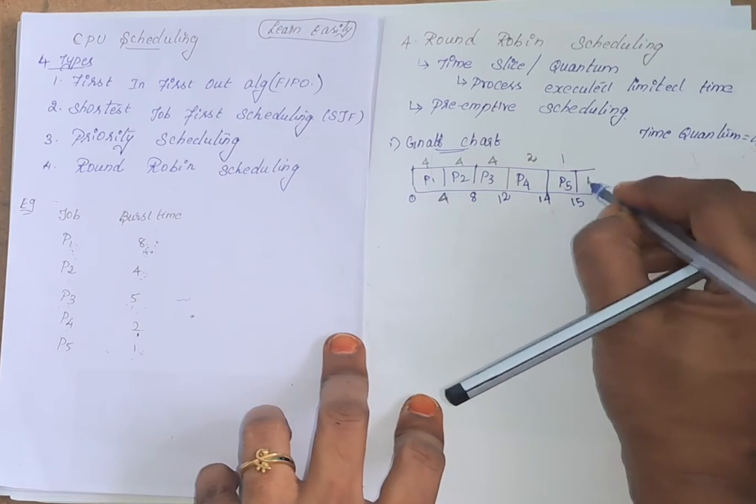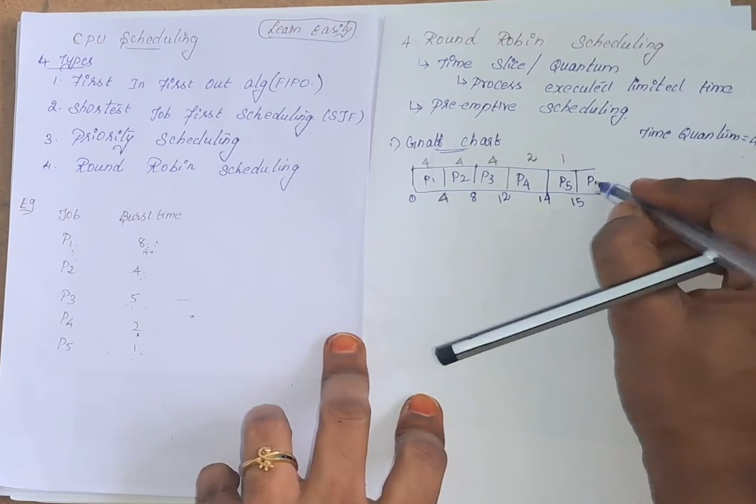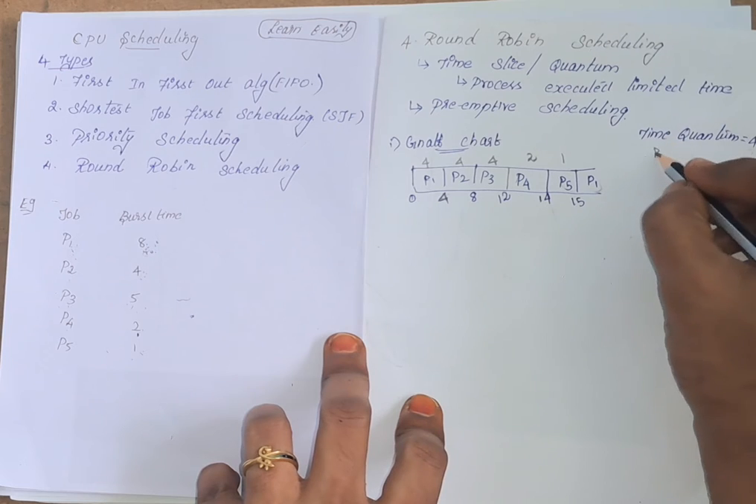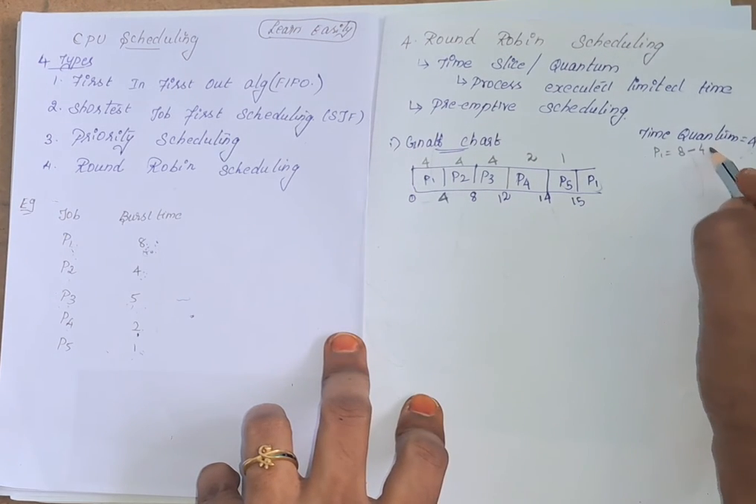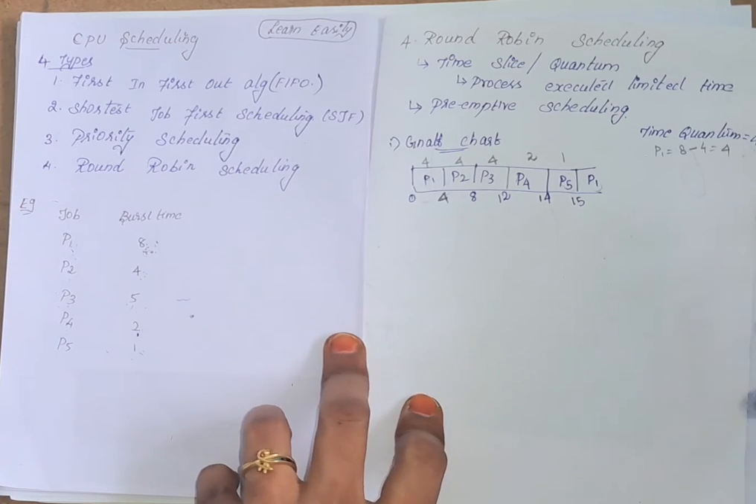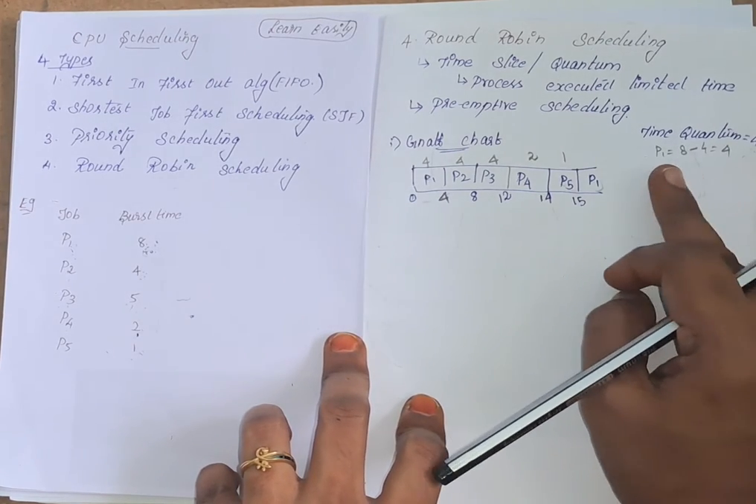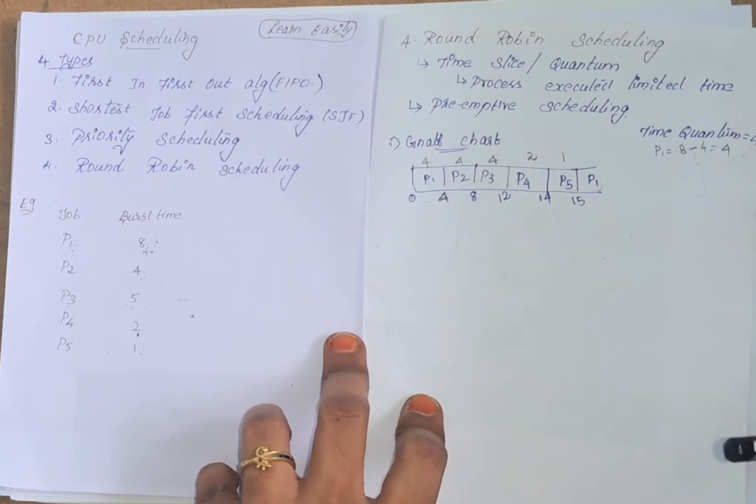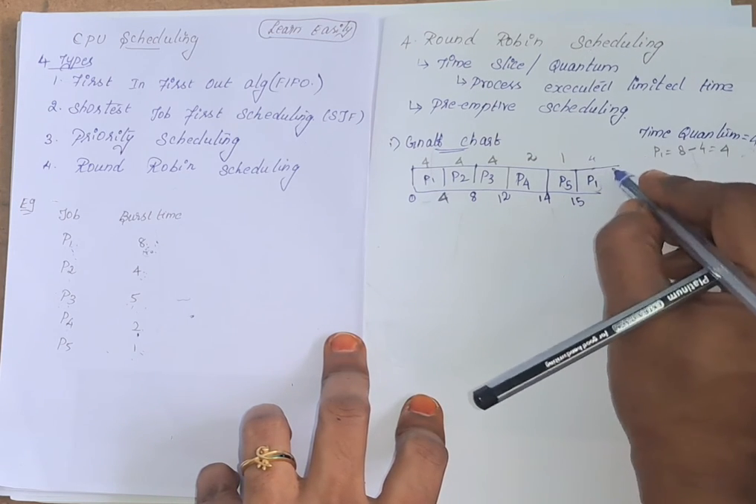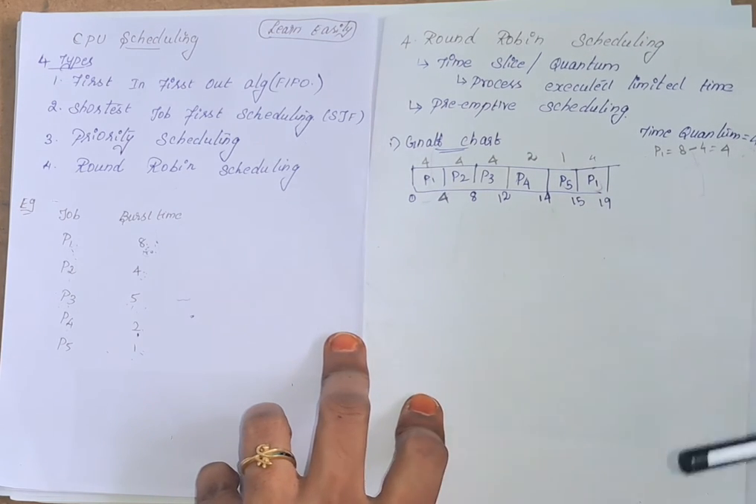So again P1 comes for execution. P1 is 8 but only 4 is completed. Again 4 is pending. So P1 is waiting in the waiting state for getting completed. Next, it takes 4 seconds and gets completed at 19 seconds.